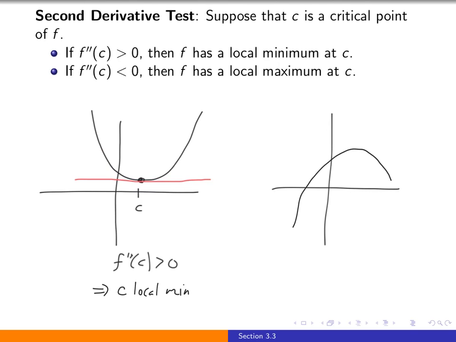Similarly, if we draw the opposite situation, and we look at our critical point C, where that tangent line is horizontal, in this case the function is concave down, so the second derivative is negative, and a concave down function at a critical point is going to have a local maximum. So negative second derivative at a critical point implies that that critical point C is a local maximum.